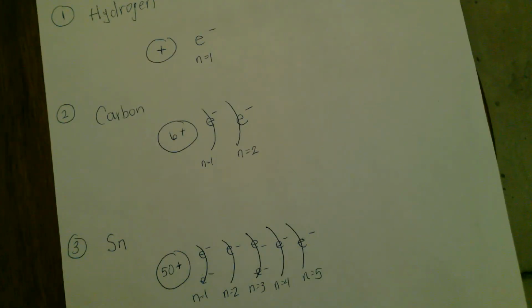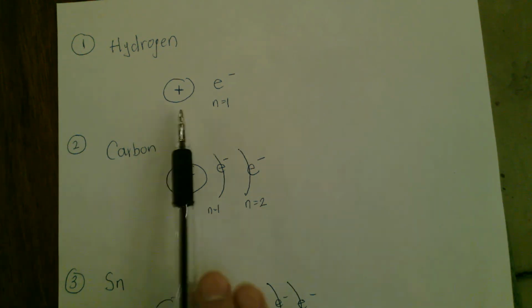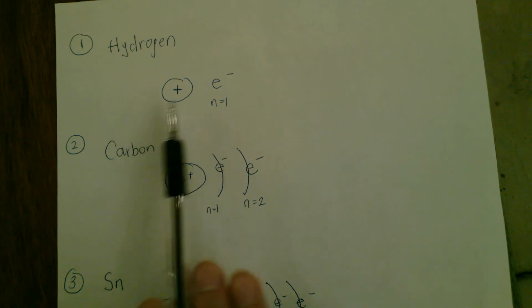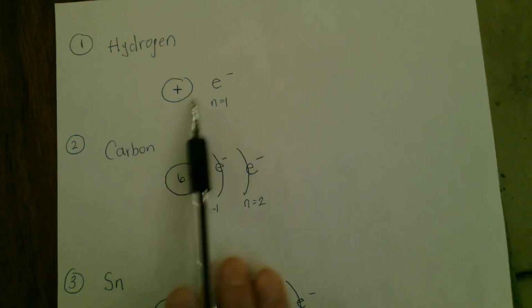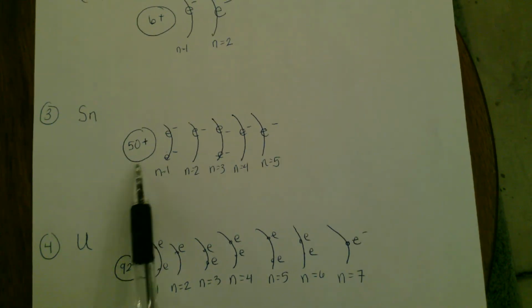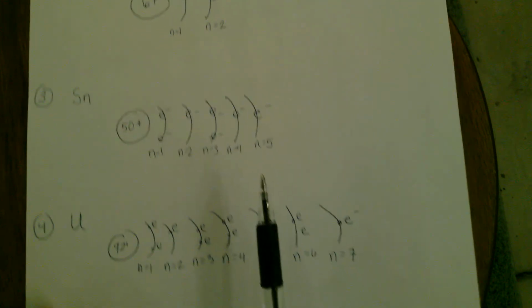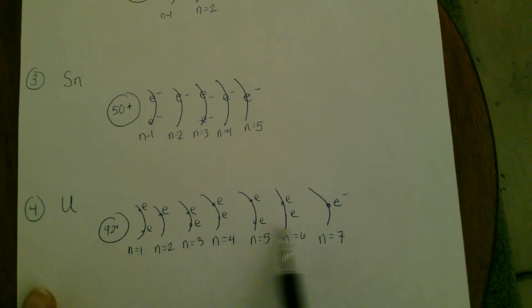Okay, so for our demonstration we're going to look at 4 examples. I have them drawn out here. The first one is hydrogen. Hydrogen has 1 electron in n equals 1. Next, we're going to look at carbon. Carbon has an electron in n equals 2. Next, we're going to look at something like tin. Tin has its outermost electron in n equals 5. And then uranium. Uranium is going all the way out to n equals 7.